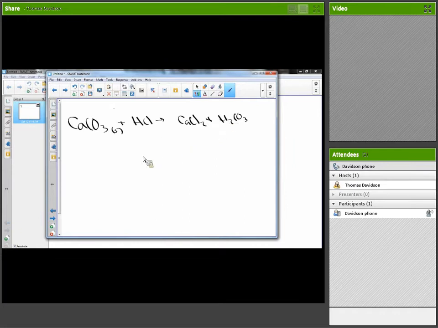It forms CaCl2, but this substance right here is an unstable acid. Unstable is really the right word to say. So it breaks into two parts. It breaks into water plus this gas of CO2.